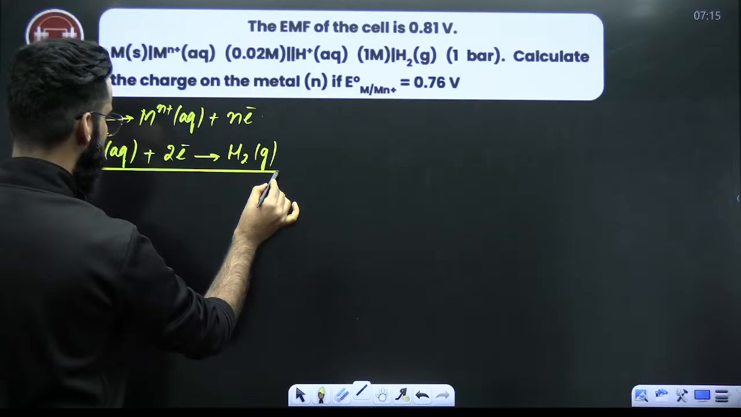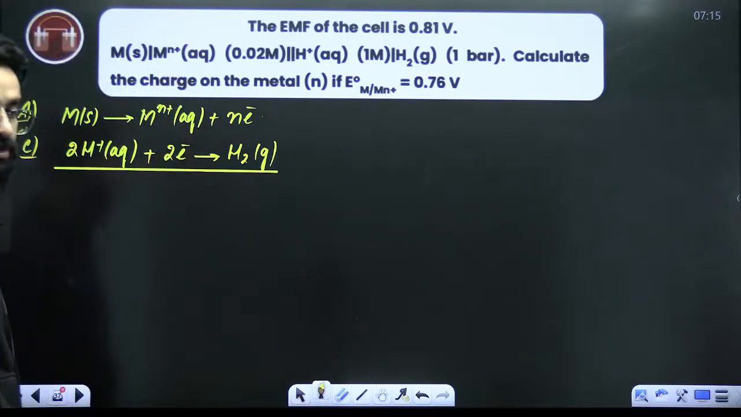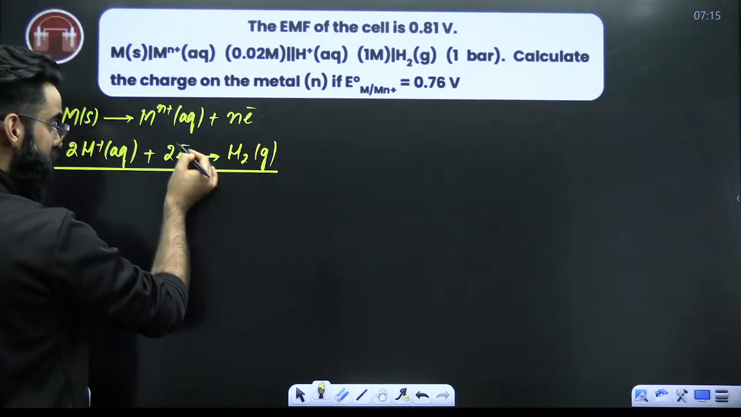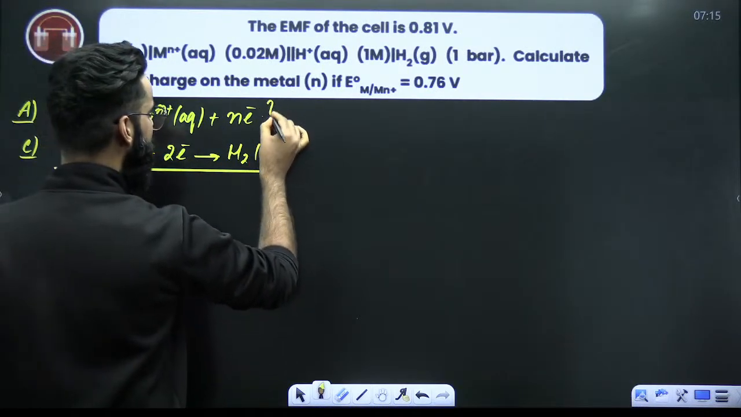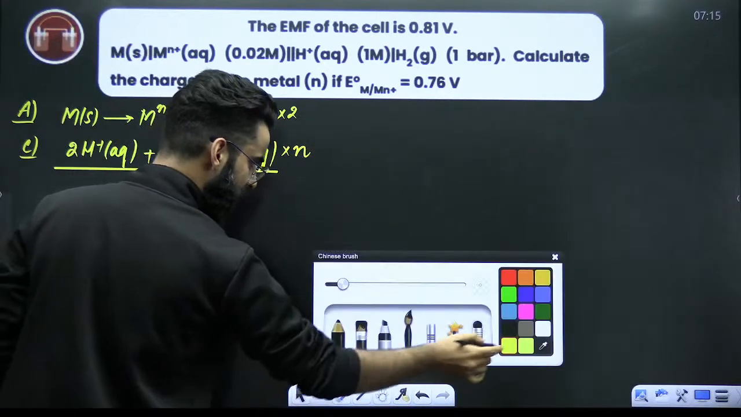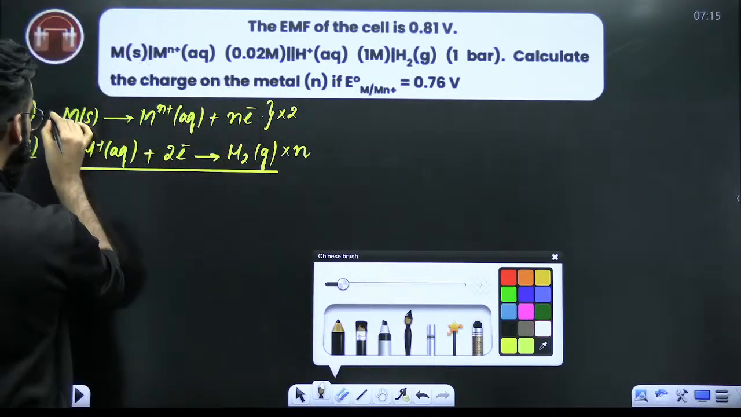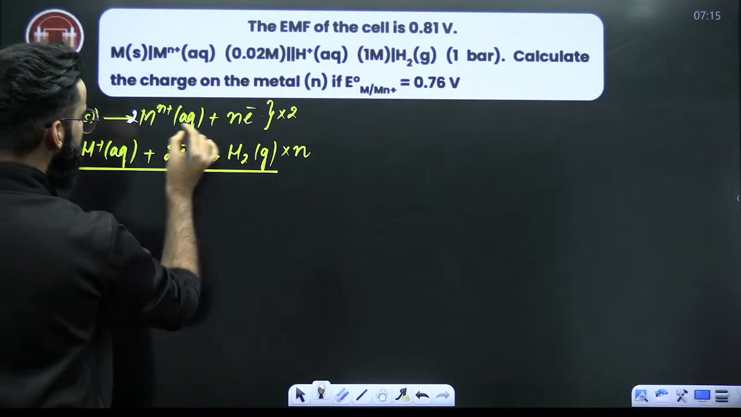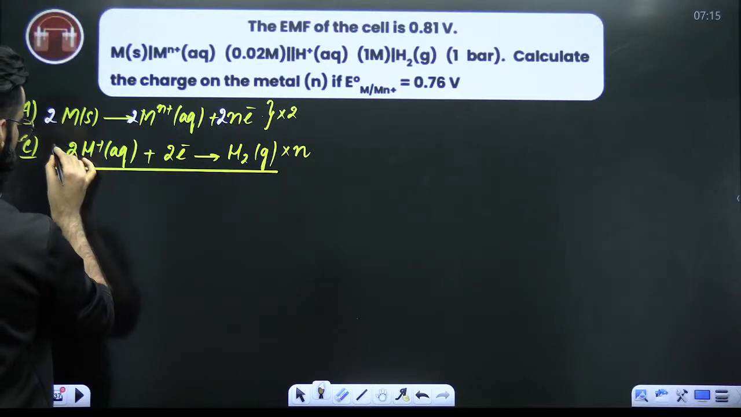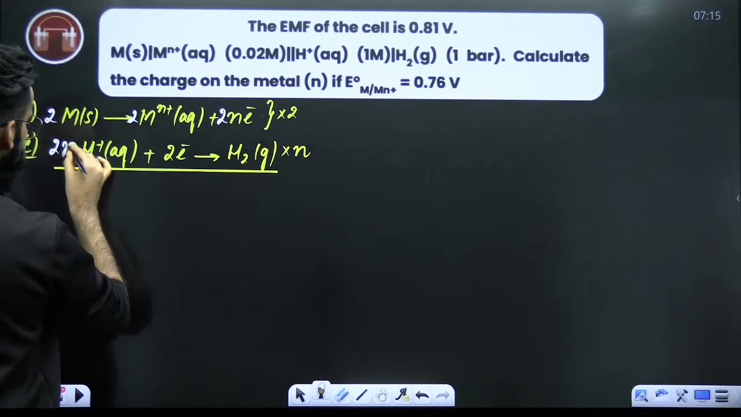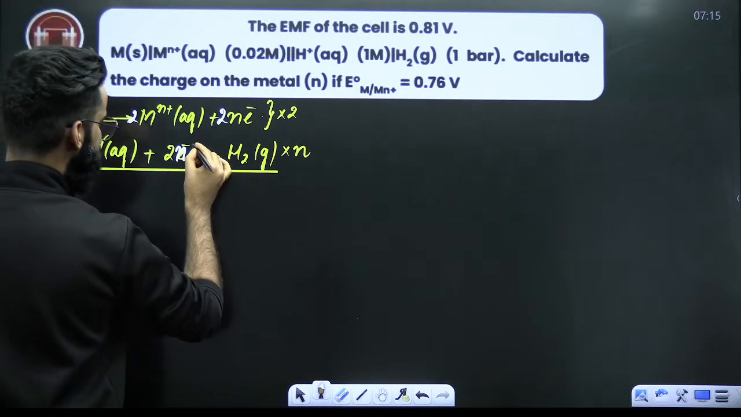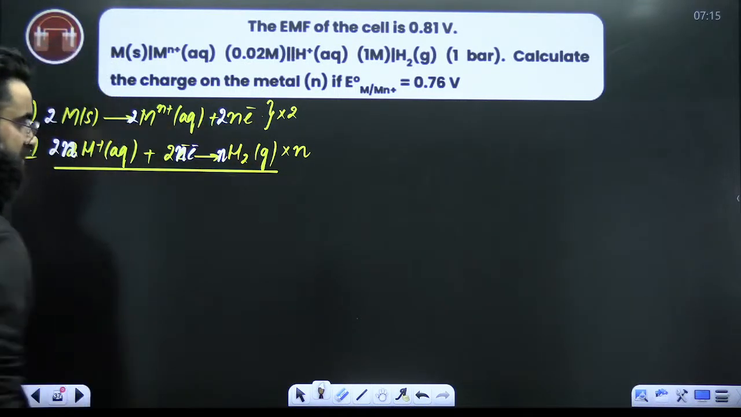Now, my dear students, if I ask you whether the electrons are balanced or not, the electrons are not balanced in both the reactions. Here you have got n electrons, here you have got 2 electrons. So I'll be multiplying this reaction by number 2, and this reaction by number n. After multiplying, this is 2 times, this is 2 times, and this is 2n times. Perfect. And this is also going to be 2n electrons, and this is going to be n times H2.